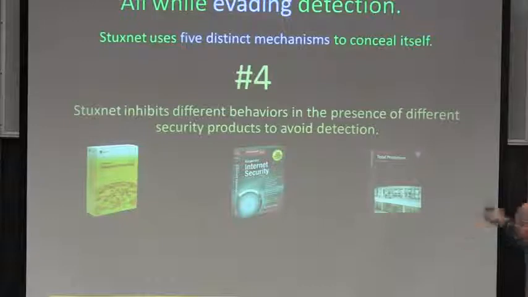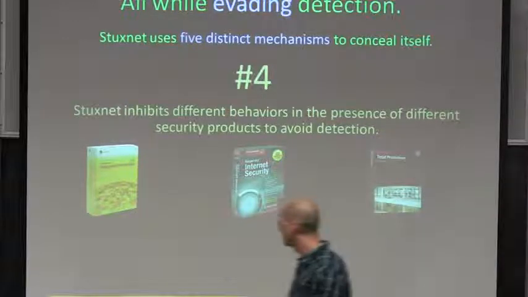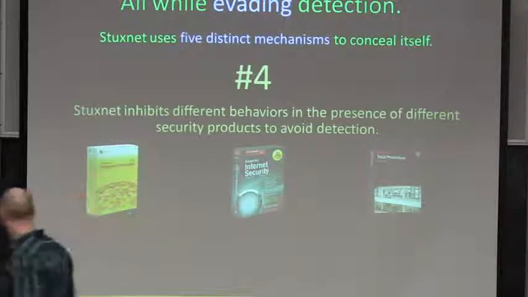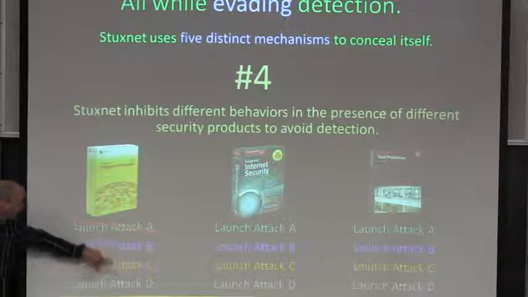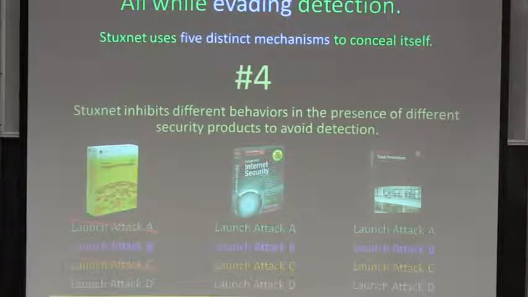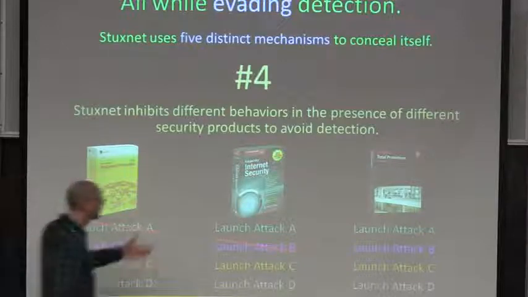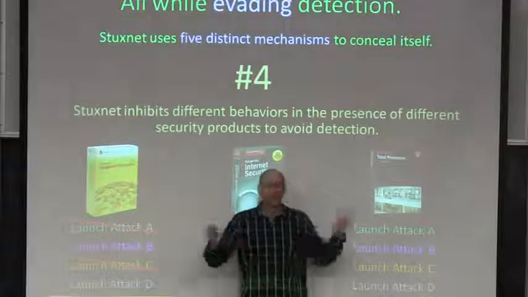So imagine we had 3 different products running on a machine, or running on 3 different machines. On machine A, Stuxnet would actually inhibit, for instance, behaviors A and C, because it would know that A and C would actually trigger the antivirus software. With Kaspersky Internet Security, it would inhibit a different set of behaviors that it would know would trigger Kaspersky. So it would actually do different things in the presence of different security software. And with respect to McAfee, it didn't have to inhibit anything, because obviously everything would work.